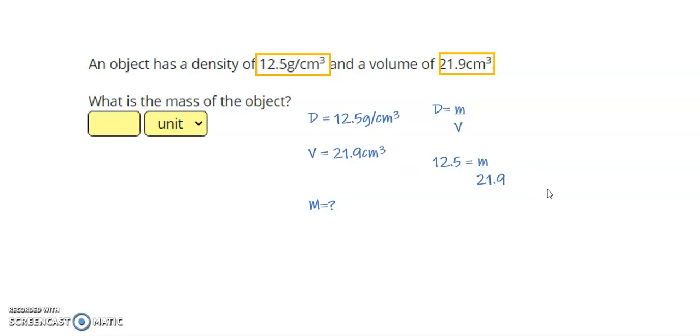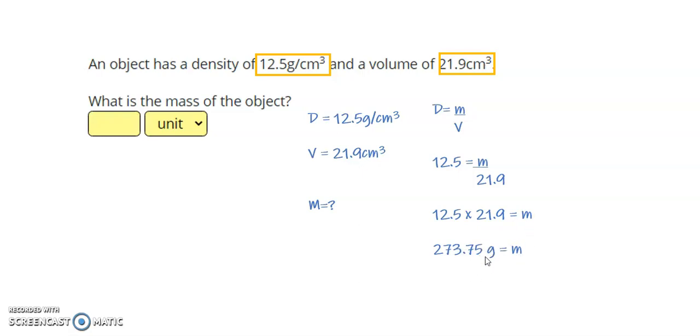To solve for M, we need to get rid of 21.9, which is in the denominator. We can multiply both sides by 21.9 to get rid of it over here. So 12.5 times 21.9 equals M. When you punch those in your calculator, you get 273.75 equals M.